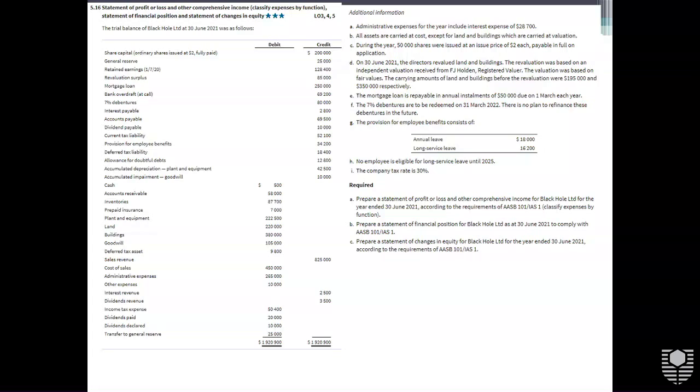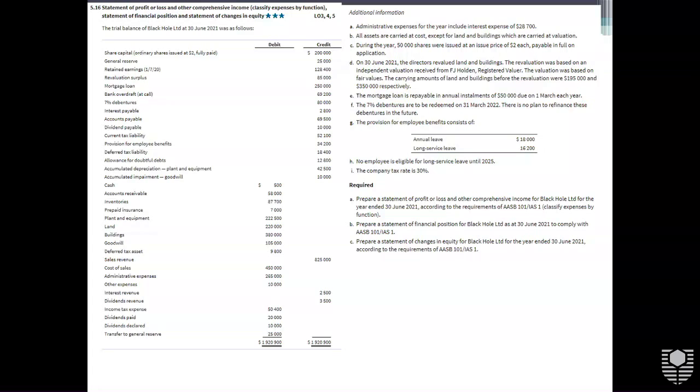And then the buildings were 350 and now they're 380. So there's a 30,000 variation there. Not only that, we need to show the tax on the other comprehensive income separately. Tax is currently at 30%, so we're going to have to show a tax component there. We'll get to that shortly. There is a mortgage loan which is payable in annual instalments of $50,000 due on the 1st of March each year.